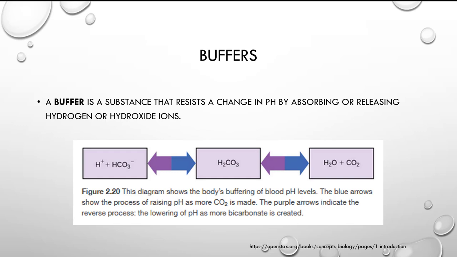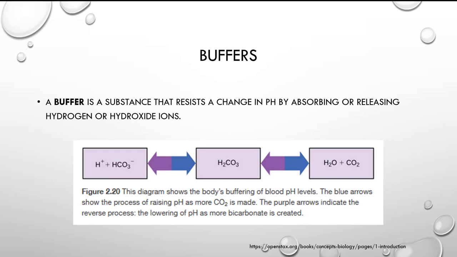And then finally we get to buffers. Buffers are substances that resist changes in pH, and they do so by either absorbing hydrogen or hydroxyl ions, or releasing hydrogen or hydroxyl ions into the solution. By doing so, they prevent the solution from becoming more acidic or basic, so it keeps the solution's pH the same.